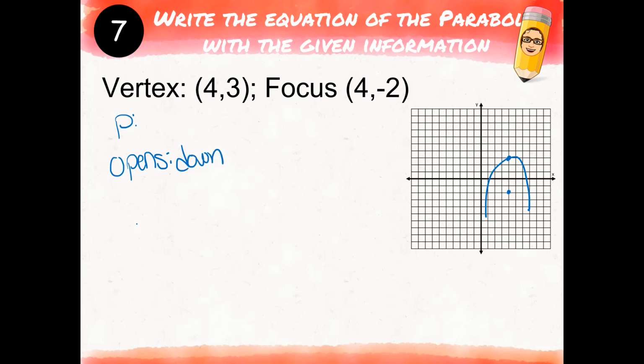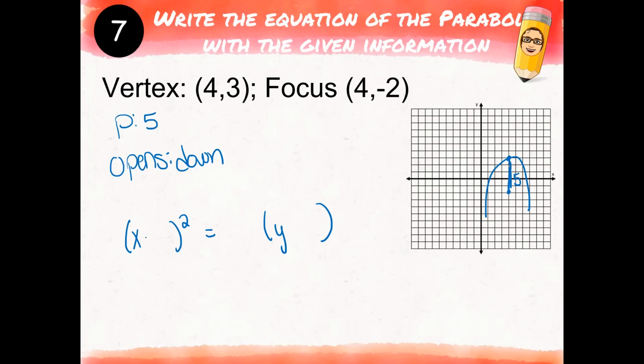So that means my x has to be first, followed by my y. My p-value is my vertex to my focus. So that is a distance of 1, 2, 3, 4, 5. That's a distance of 5 right here. So my p-value is 5.